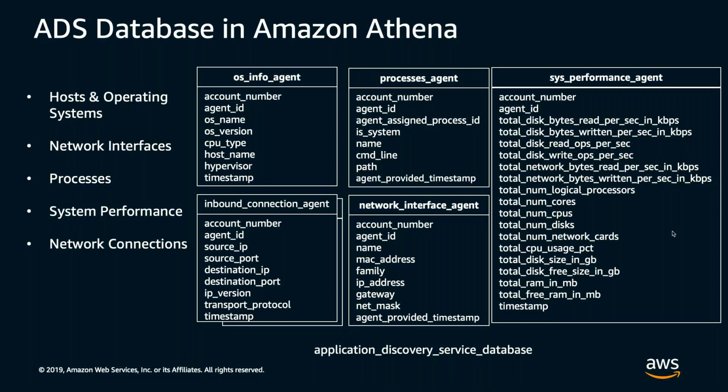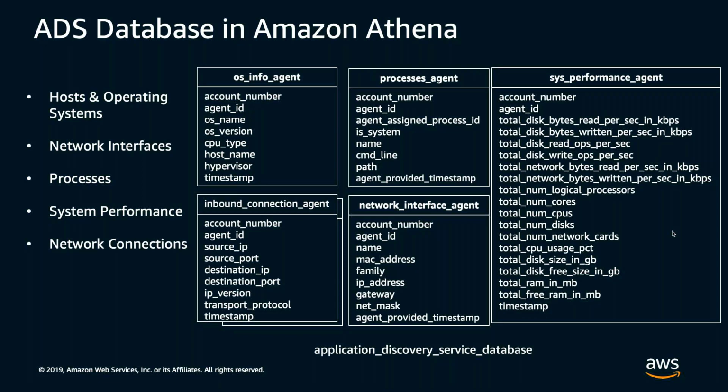There's going to be a default database called the Application Discovery Service database, which will be created with the tables you see here, which allows you to query for all these various different metrics and data. I just wanted to give a visualization of all of the different things that you can take a look at once you turn this on.